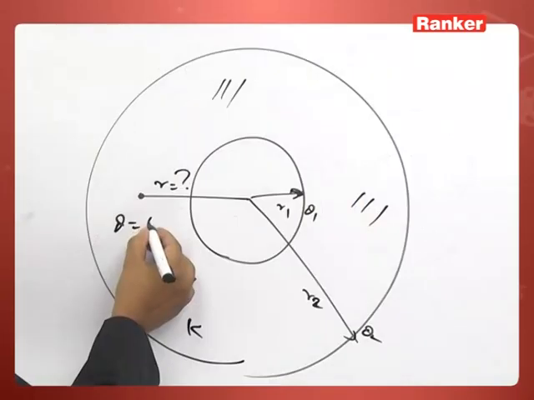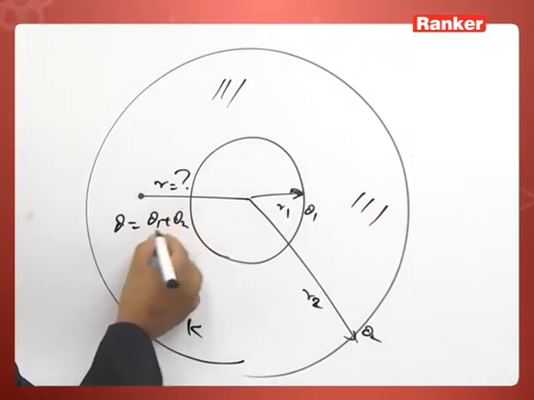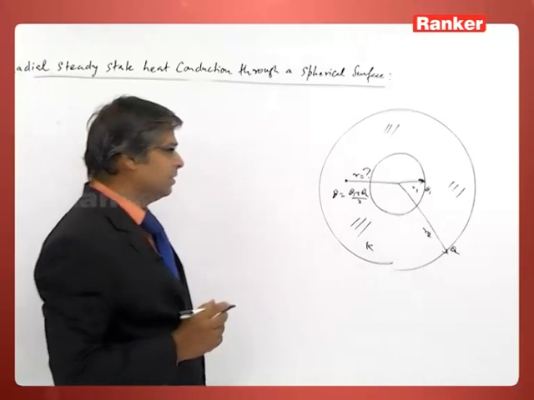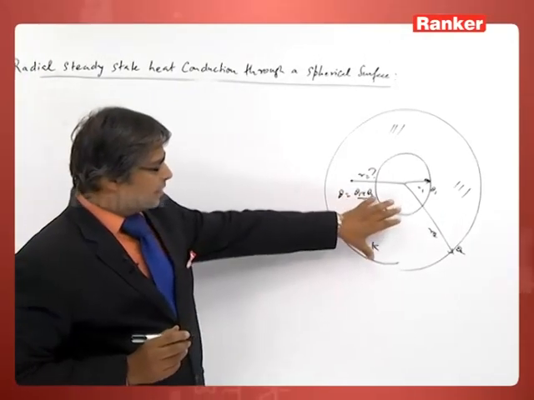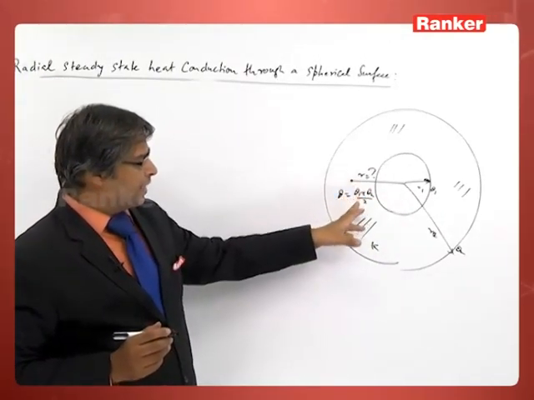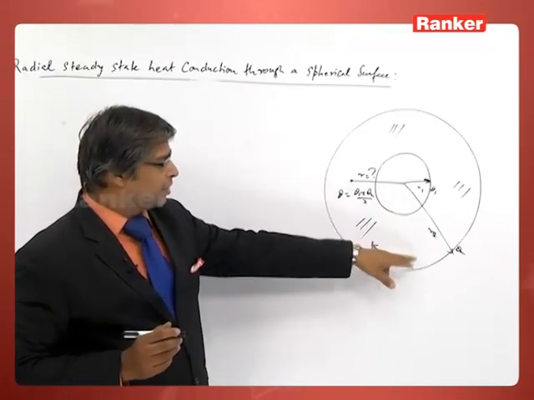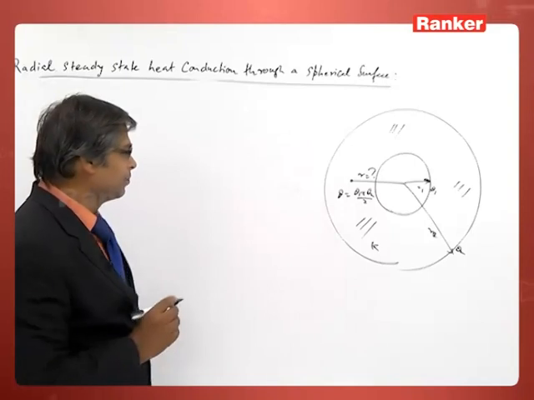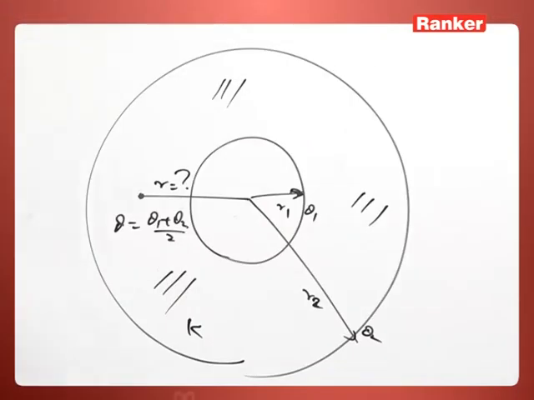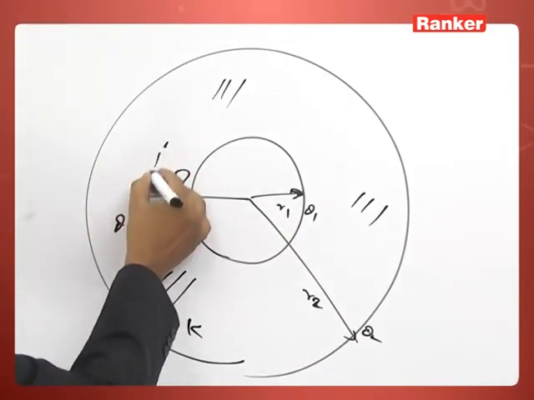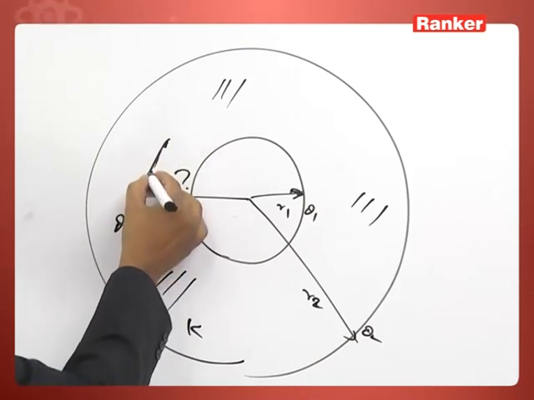Theta is (theta 1 plus theta 2) by 2. So, let us find the region where the temperature is (theta 1 plus theta 2) by 2, that is the average temperature of these two. So, what we do?